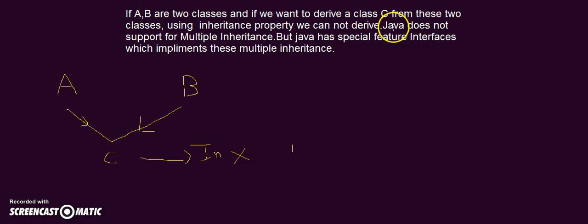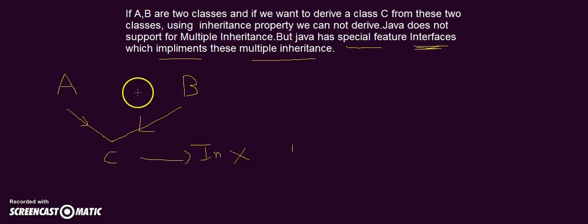But Java has a very good feature to overcome this inheritance limitation. Java has a special feature which is called interfaces. Interfaces implement this multiple inheritance. So such a kind of inheritance we call multiple inheritance.